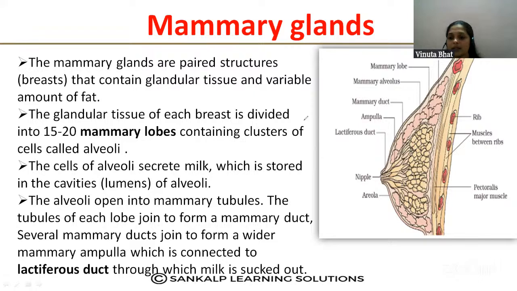See here, in the mammary glands, the glandular tissue of each breast is divided into 15 to 20 mammary lobes. So just see these mammary lobes. Inside the mammary lobes, again there are milk secreting cells. They are called alveoli. Very important. Look, inside the mammary lobes there are alveoli, which secrete the milk.